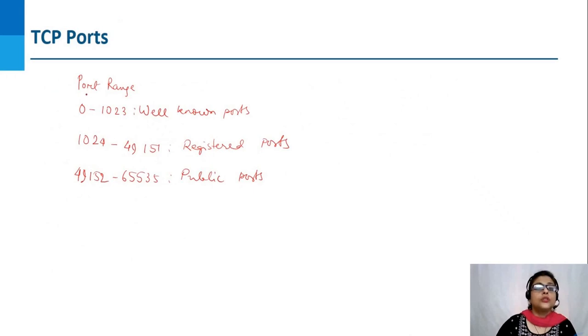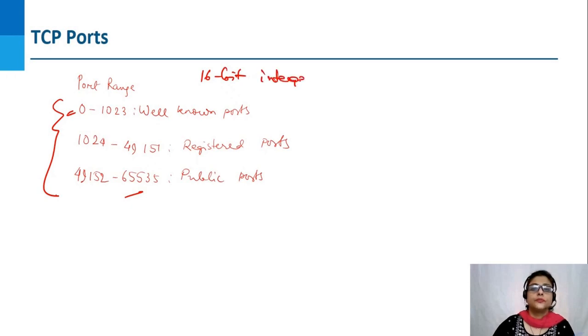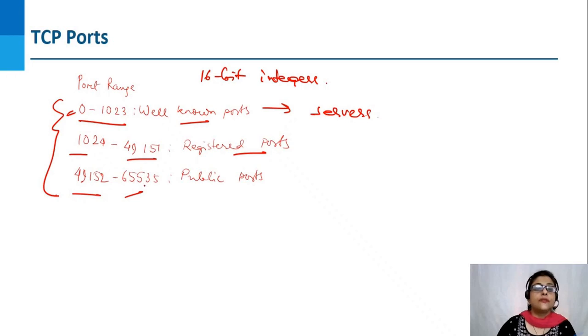There are different ports which can be used by TCP, starting from 0 up to 65,535, and it uses 16-bit integers. 0 to 1023 are well-known ports. These are mainly used by servers. 1024 to 49,151 are basically the registered ports. 49,152 to 65,535 are public ports or ephemeral ports, which can be used by the client processes.